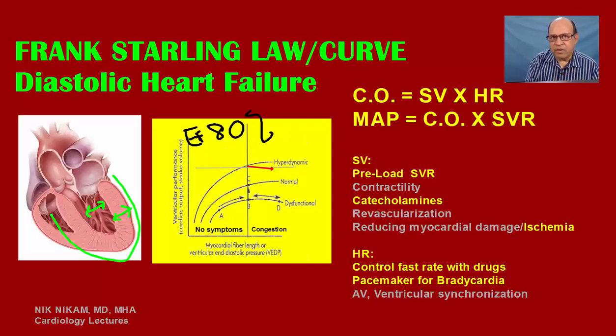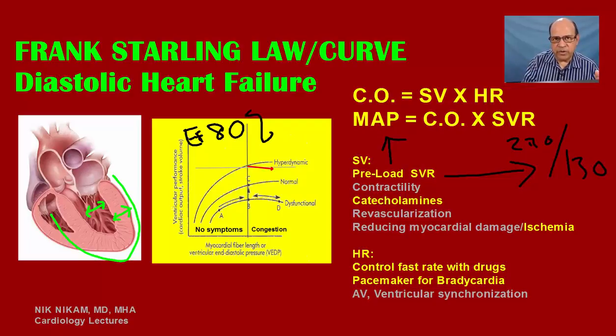The Frank-Starling law helps us to understand that concept. First of all, what happened here? Let's say his blood pressure is 220 over 130. What has happened here? His systemic vascular resistance has shot through the roof. He forgot his diuretics. As a result, his preload has gone up.